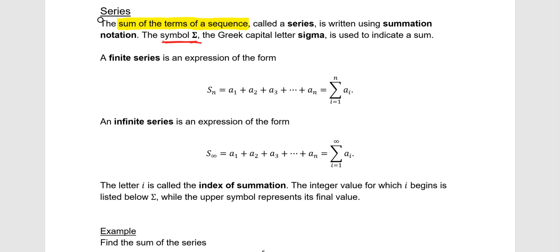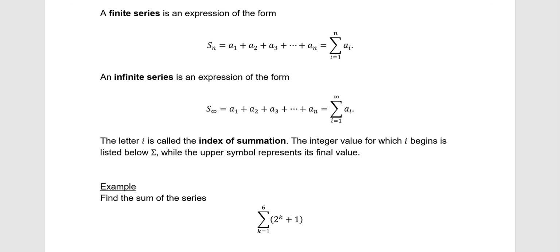So summation means adding. We're using the capital Greek letter sigma, and we're going to end up getting two kinds of series here, an infinite series and a finite series. Starting with a finite series, we can abbreviate and just call it S sub n, and that's going to be the sum of all of the terms in a sequence, a sub 1 plus a sub 2 plus a sub 3, all the way to however many terms there are in the sequence.